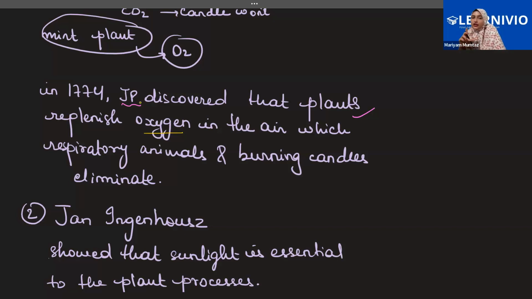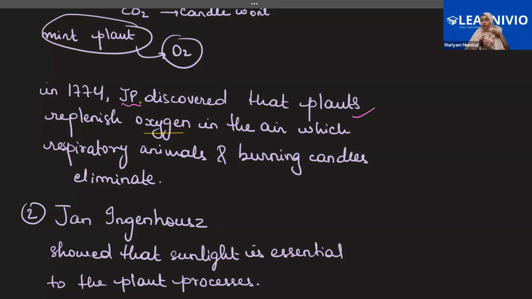Then he took a mint plant and kept it in the bell jar that had a living mouse and a burning candle. And he saw that now neither did the mouse die, nor did the candle get extinguished. So he said that the plant was replacing something in the atmosphere that was being eliminated by those animals and the burning candle. He found out that the animals exhale carbon dioxide.